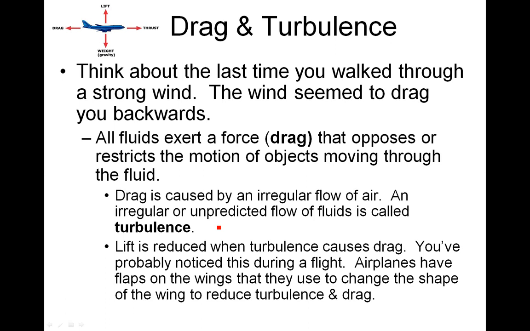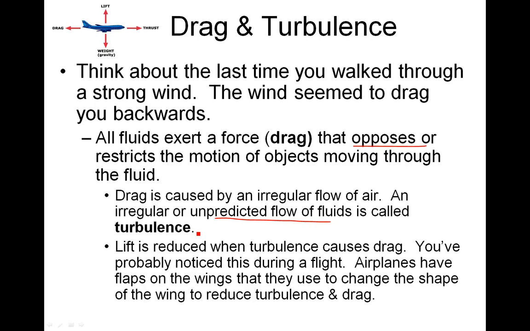Drag is caused by an irregular flow of air. An irregular or unpredicted flow of fluids is called turbulence. Okay? So drag is that backward force that opposes or restricts motion. Turbulence is the unpredicted flow of fluids or air. So lift is reduced when turbulence causes drag.